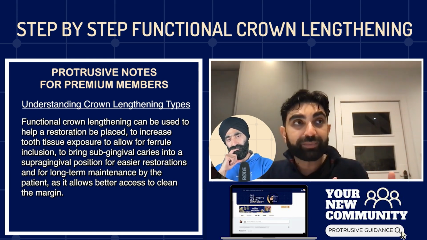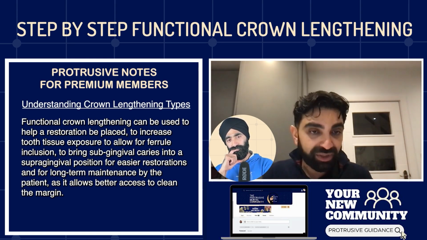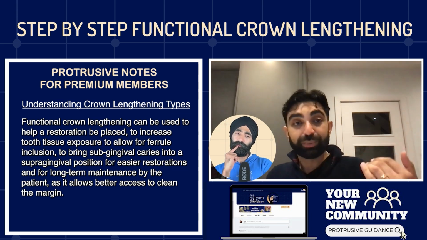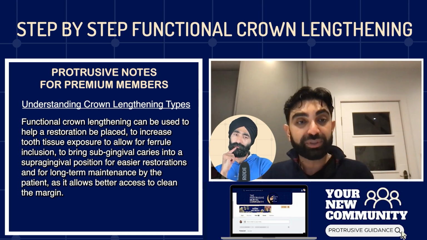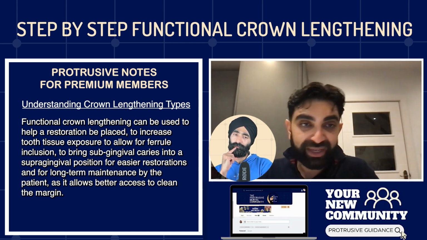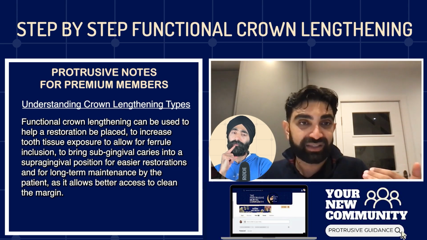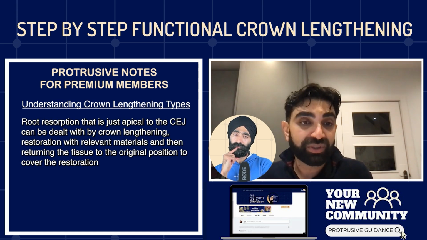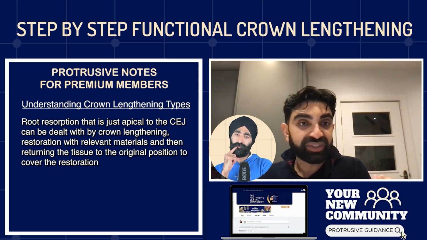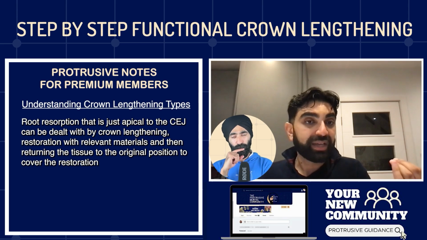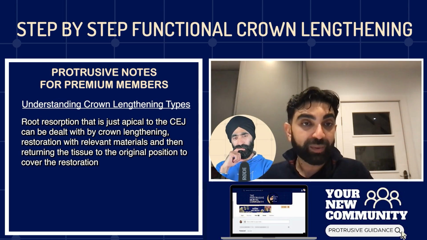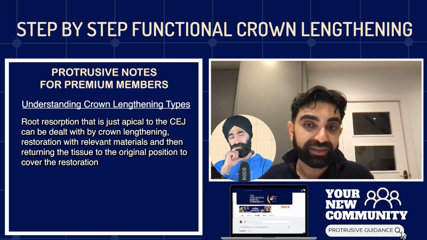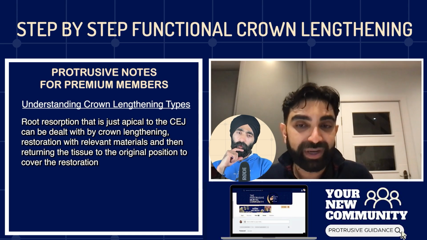If you've got a cavity that is quite subgingival and you can't get isolation there, you could carry out crown lengthening to make the margin supragingival, to make it, one, easier for you to restore, and then long term easier for the patient to manage and maintain, so they can access that margin to clean it. Also, rarer things like, if you've got cervical resorptions, root resorptions, just apical to the CEJ, you can crown lengthen that site in order for you to restore it with a biocompatible material, and then put the tissues back over that area, basically. So that in itself is some form of crown lengthening.